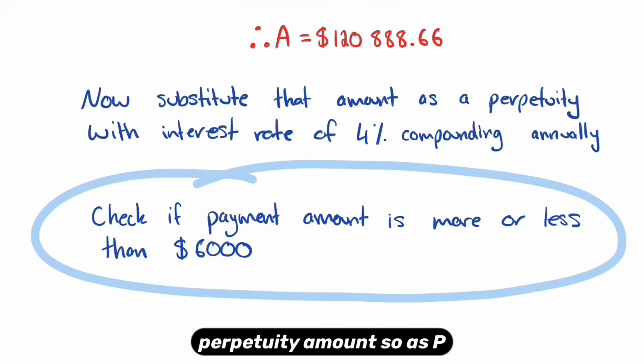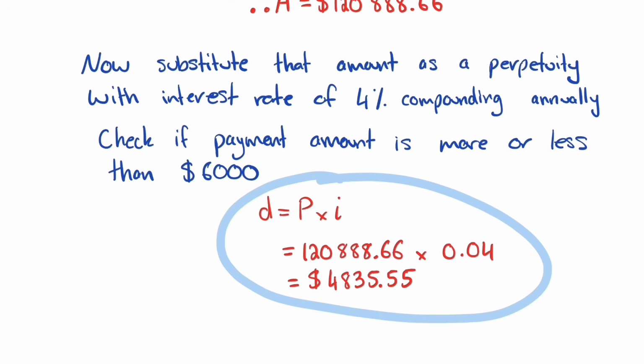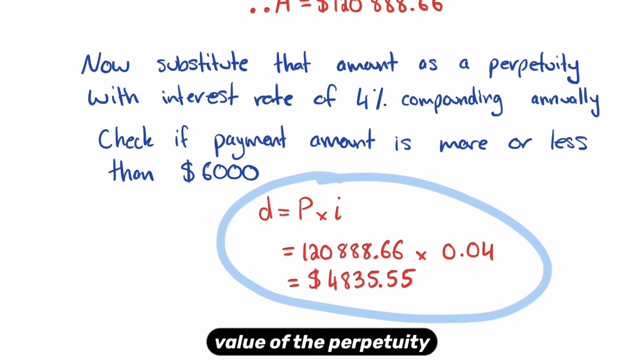Now what we're going to do is put that value into a perpetuity as the perpetuity amount, so as P. And we're just going to check if we did that, would we get $6,000 or would we get less than $6,000 per year? So we're going to use our perpetuity formula. I could say the payment amount is going to be the value of the perpetuity times the interest rate as a decimal per compounding period. Because it's compounding annually, that's once per year, we can just write I as 0.04. So when we do that, I get $4,835.55. That's less than $6,000.